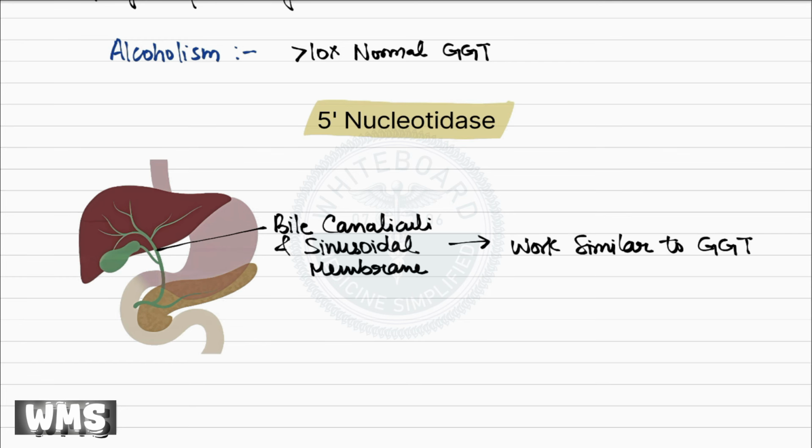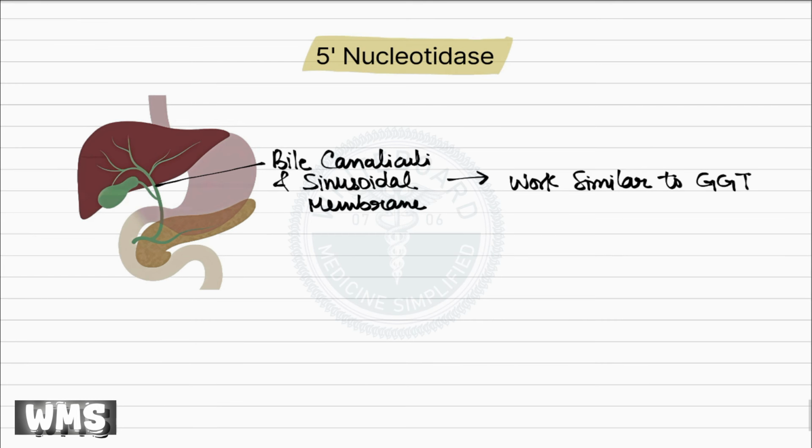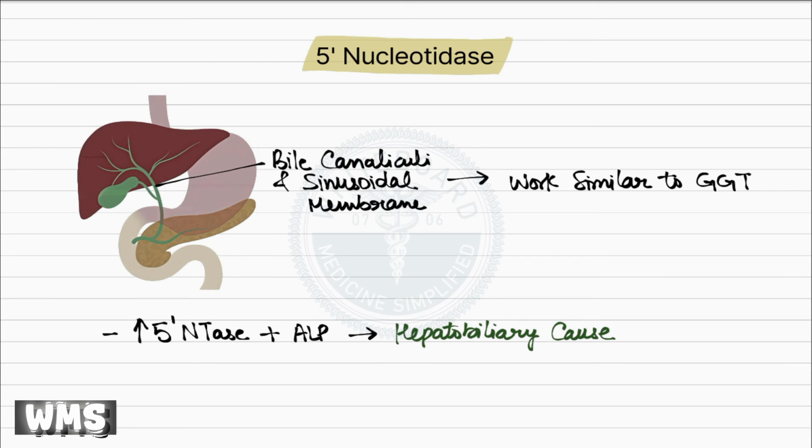Its main use is to identify the source of an elevated alkaline phosphatase. If 5' nucleotidase is also elevated along with ALP, it suggests a hepatobiliary cause, whereas if it is normal, the elevation in ALP is more likely from bone.